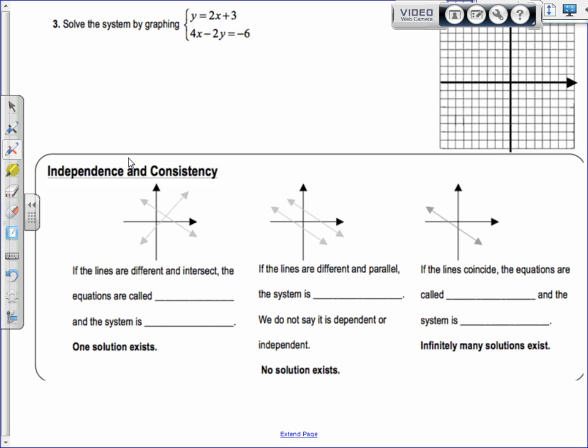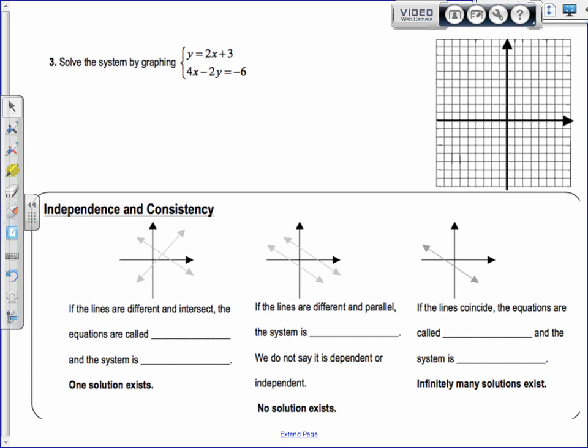All right, number 3, so solve the system by graphing. So we have the first one, so y equals 2x plus 3. So I'm going to go up 3. And my slope is 2, so up 2, right 1, up 2, right 1. Oops, it went up 3, I think. Up 2, right 1.